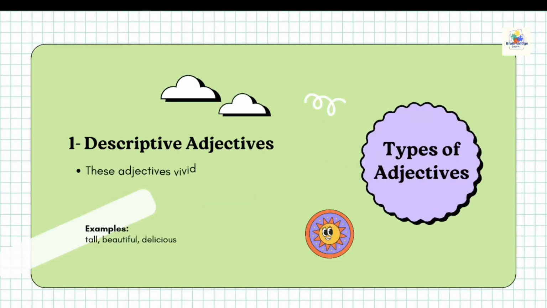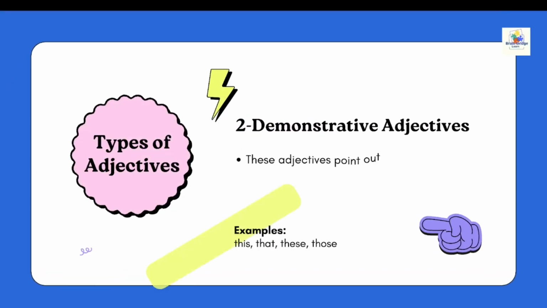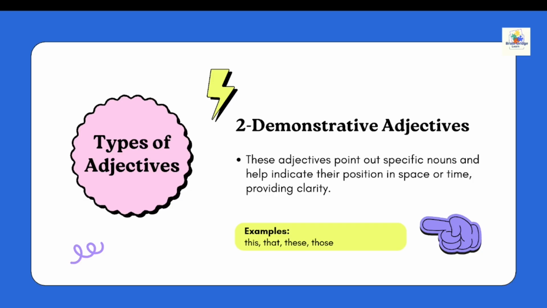Then we have descriptive adjectives. Let's learn in detail. These adjectives vividly portray the qualities or characteristics of a noun, enriching our descriptions. For example, tall, beautiful, delicious. Next we have demonstrative adjectives. These adjectives point out specific nouns and help indicate their position in space or time, providing clarity. Examples are this, that, these, those.